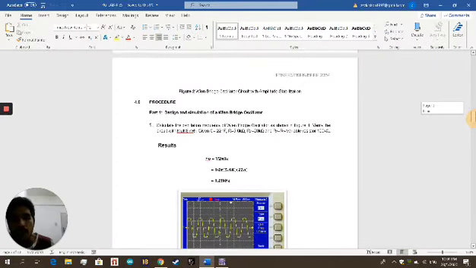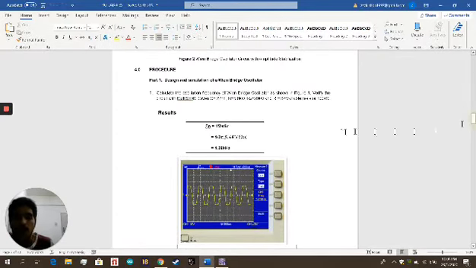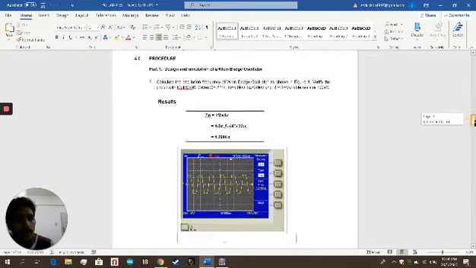We have obtained the output frequency using the given formula, which is 1 over 2 pi RC. We already have the values for the resistor and capacitor. We just need to substitute them and calculate.